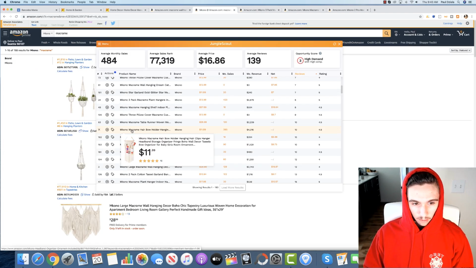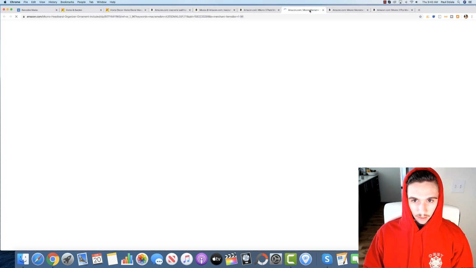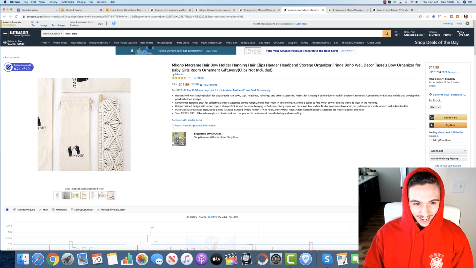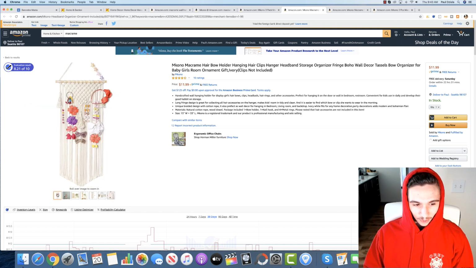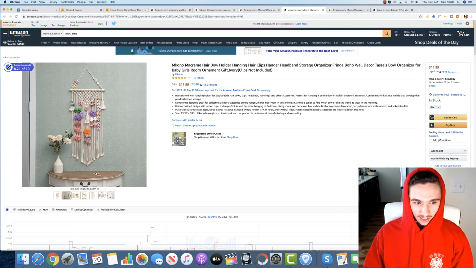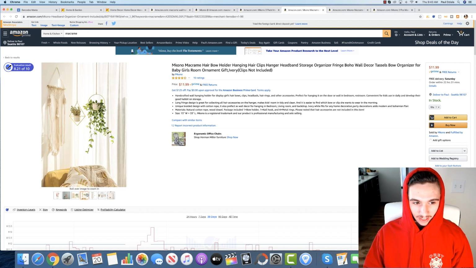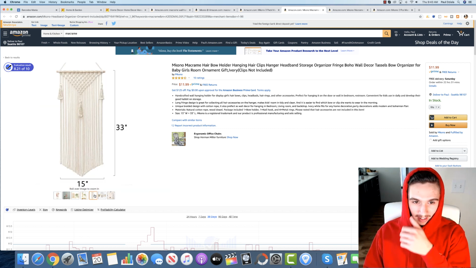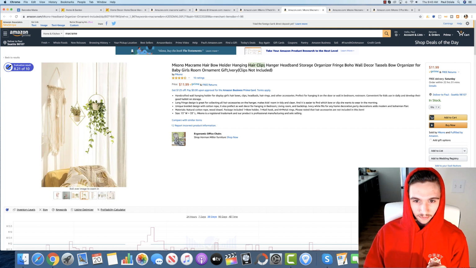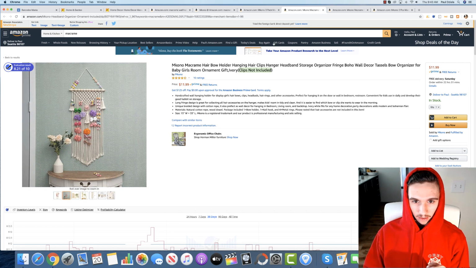A macrame hair bow holder. What? That's got to be an uncompetitive product. But it's not actually. Is that exactly what it's for? Or are they just clipping things onto a wall hanging macrame? Clips not included. It's just a wall hanging macrame. I mean, I guess any macrame hanging could be a hair bow hanger. Hair clips hanger. Clips not included. Okay. I mean, that's one we'll definitely want to check out.